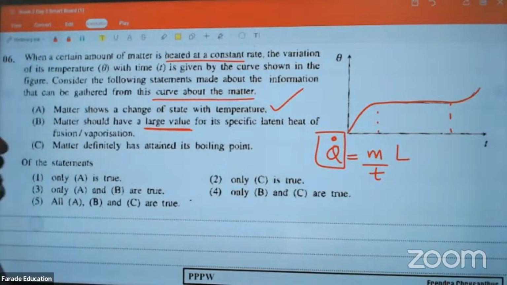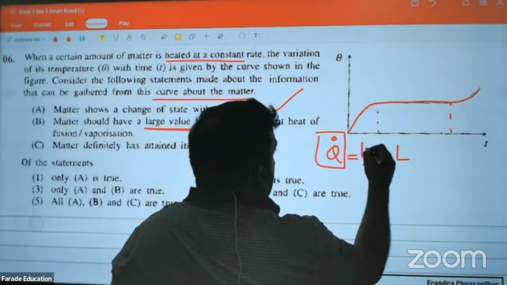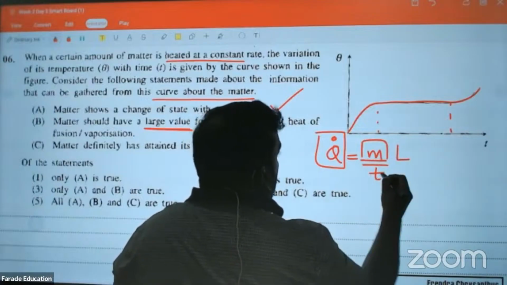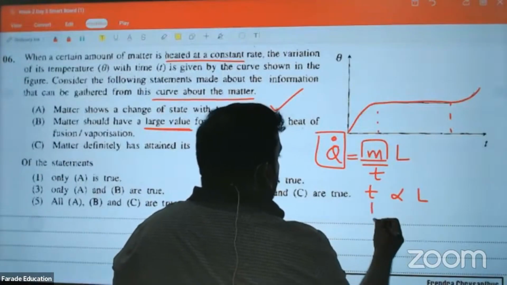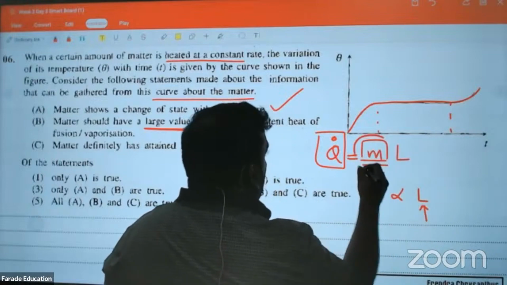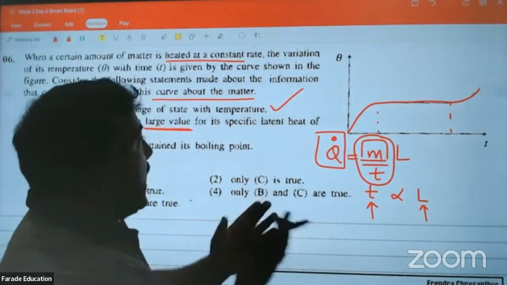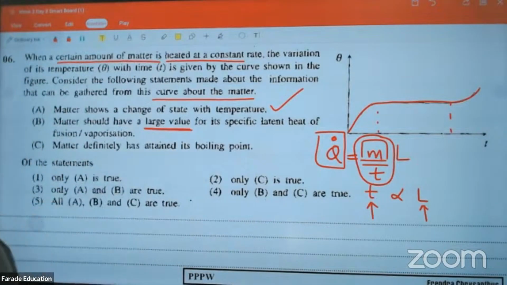Constant. Why is it taking a longer time? So this is constant. The amount of mass is also constant. So taking a longer time means here L is proportional to T. Taking a longer time means larger L, but without knowing the mass, how much mass has converted, we can't tell. They are not telling you a certain amount of matter is heated.